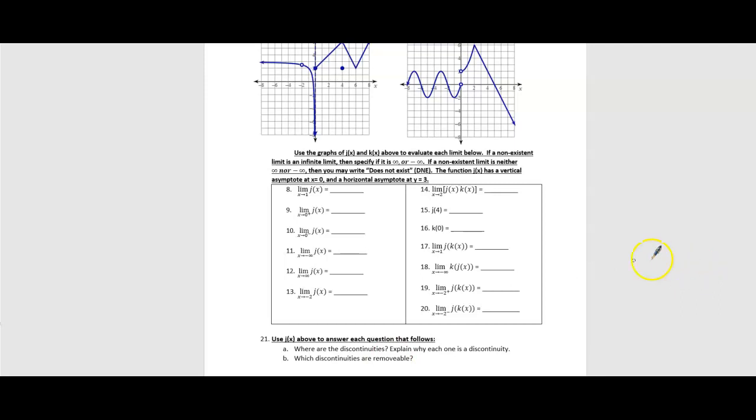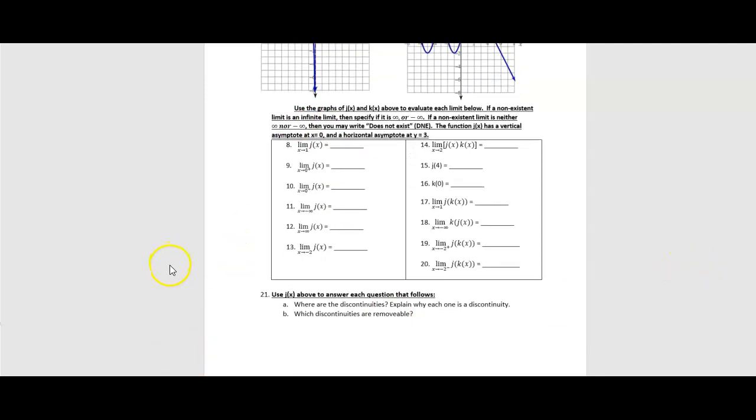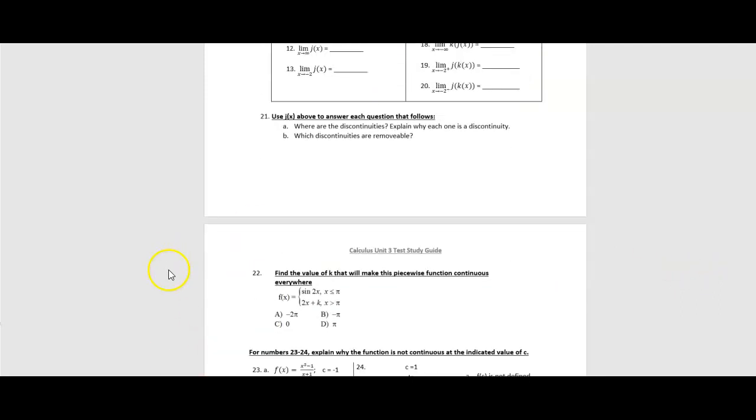Let's keep chugging along. Number 22. Find the value of k that will make this piecewise function continuous. All right. Well, as we mentioned, for a function to be continuous, the function needs to exist at every point, and the limit needs to exist at every point.